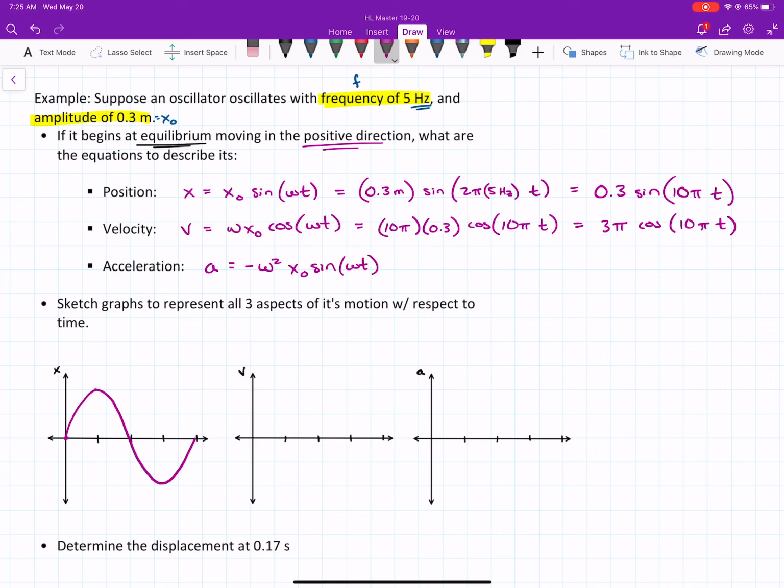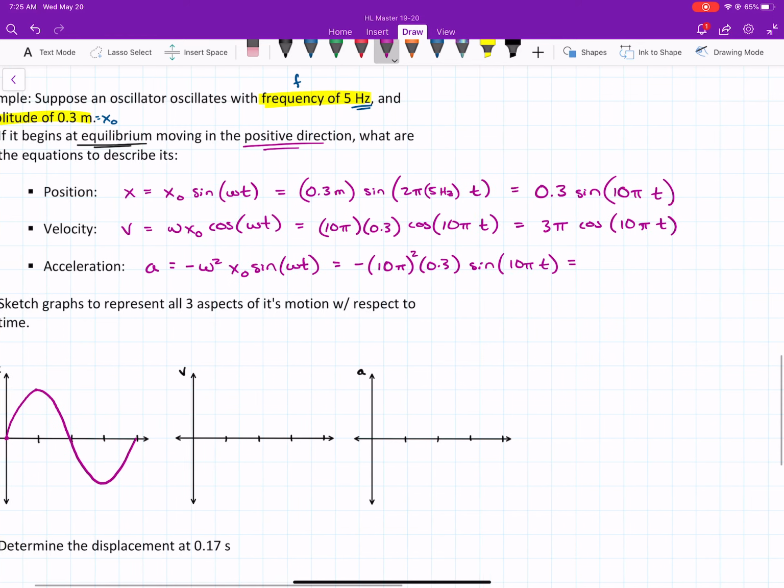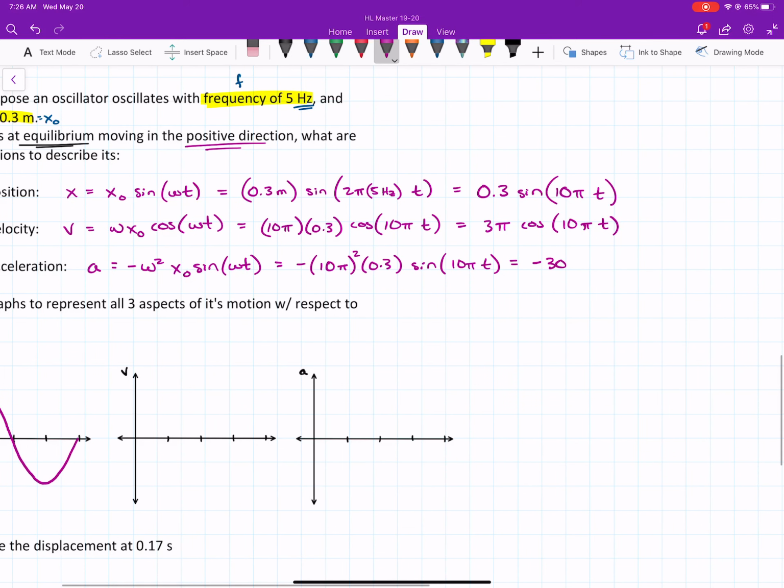And so we're going to do this time negative, and then our omega is 10 pi. We're going to make sure we square that, and times 0.3, sine of, and again, 10 pi times t. And that's going to simplify to, I believe, negative 30 pi, well, negative 30 pi squared, sine of 10 pi t.